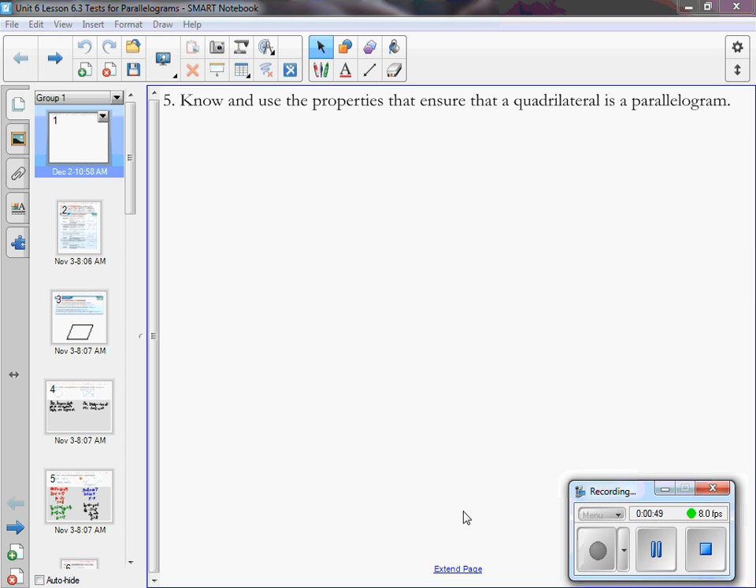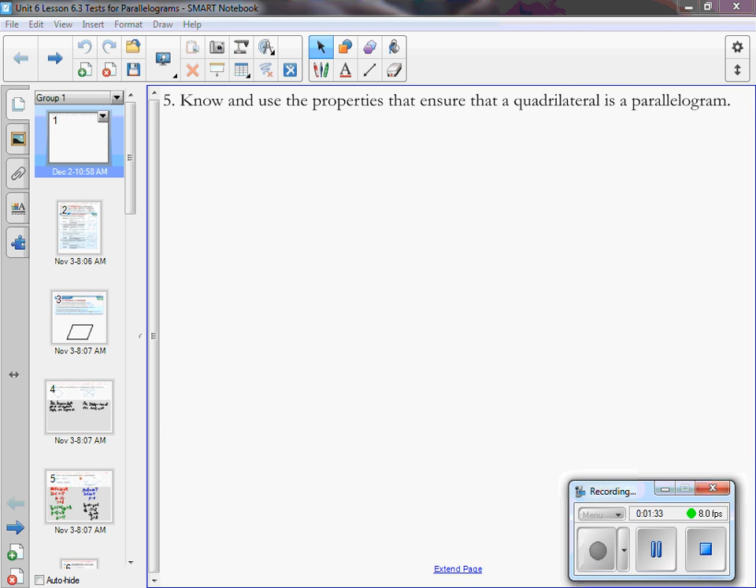So we started by knowing that we had a parallelogram, and we concluded facts about the figure because it was a parallelogram. Now we're going to go the other way around. We're going to be given a four-sided figure, a quadrilateral, and then we're going to figure out ways to prove whether or not it's a parallelogram. Okay? So we don't start off knowing it's a parallelogram. We start off knowing that it's a quadrilateral. And then we have to figure out whether or not it's a parallelogram. Okay? So our learning target says to know and use the properties that ensure that a quadrilateral is a parallelogram.